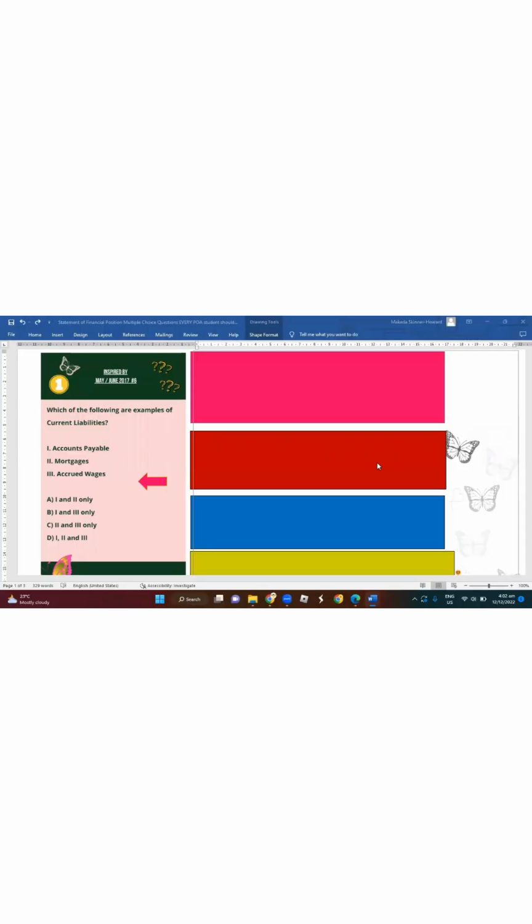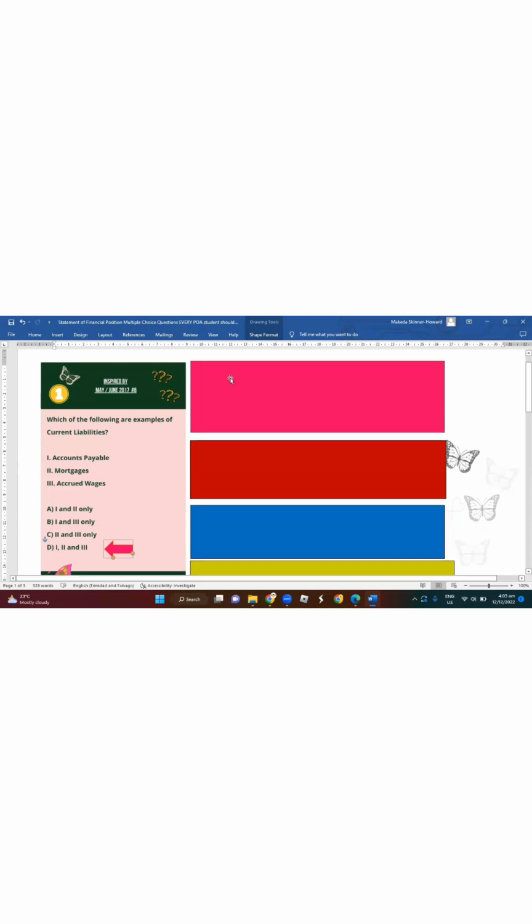All right, so let's look at these 3 questions that you guys must be able to answer. Number 1, which was inspired by May-June 2017, number 6. It says, which of the following are examples of current liabilities? So you have to go through this list here and select which of these are current liabilities. Is it 1 and 2 only, 1 and 3 only, 2 and 3 only, or 1, 2, and 3? Well, let me tell you, off the bat it is not D. So let's go through the details.